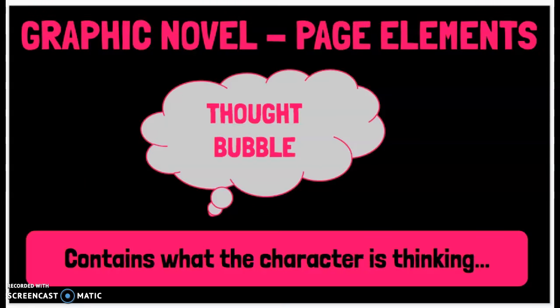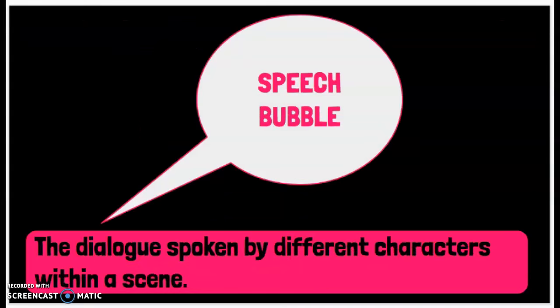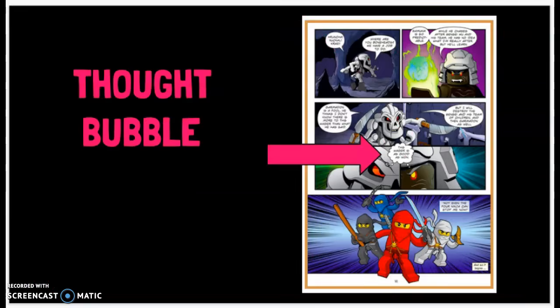Then we have our thought bubble. It contains what a character is thinking. Now, if you look here, here are the little bubbles here. That's telling you that it's thinking. Notice that it does not look anything like the speech bubble. Here's an example. We have speech bubbles up here, and then we have one thought bubble here because the character is thinking it. So the character is not saying this out loud. The character's thinking that to themselves.